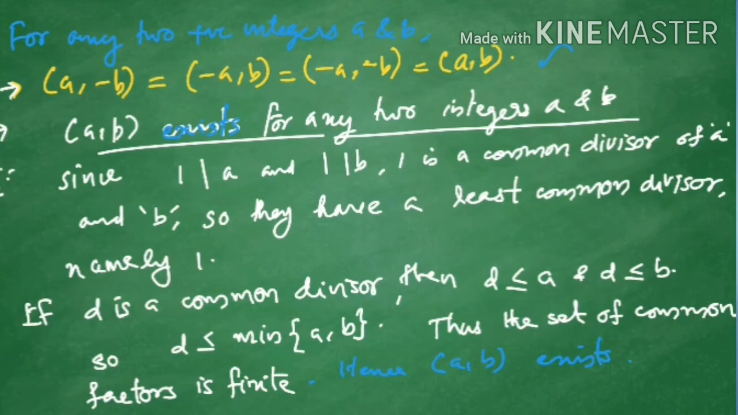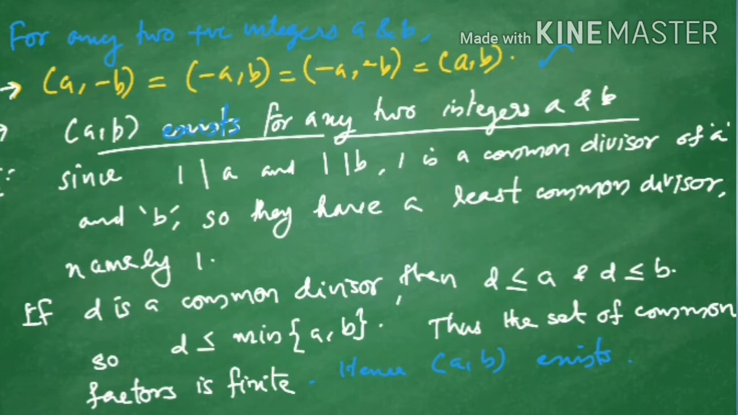Now one more question will arise: does GCD of a, b always exist for any two integers? If it exists, it may be unique or not. Such questions may arise. So first we consider the question: does GCD of a, b always exist or not? We can easily prove that GCD of a, b always exists for any two integers a and b.